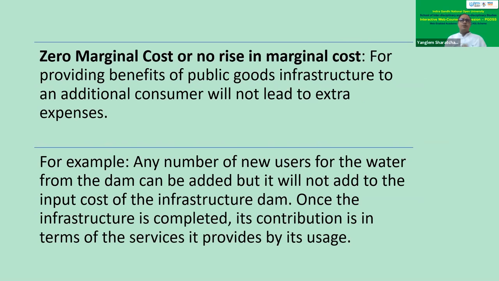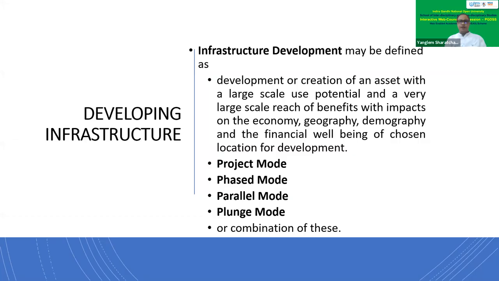For example, when we provide benefits of public good infrastructure to an additional consumer, it will not lead to extra expenses. See, here also giving an example of a dam, right? So when we already develop a dam for 100 people, and if the capacity is increased to 200 people, we need not spend another expenditure, right? So the next point is how infrastructure is developing.